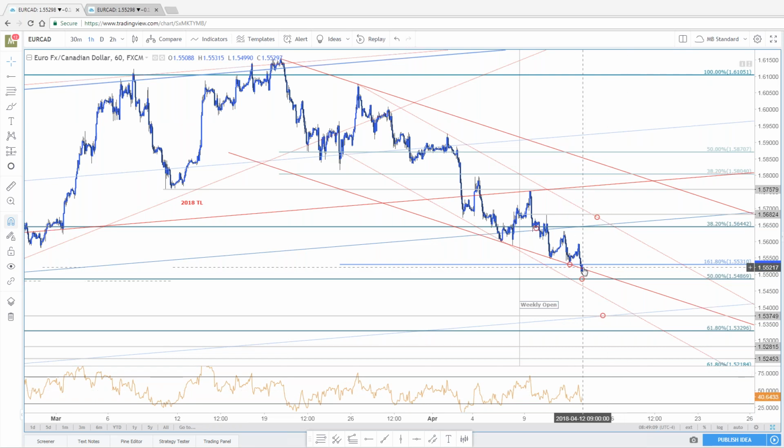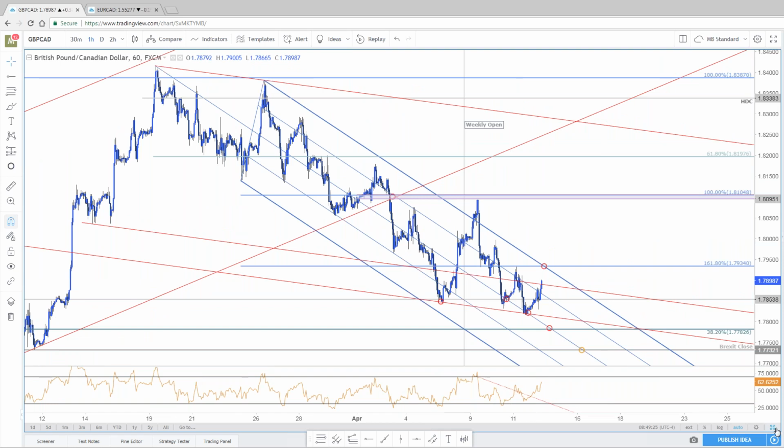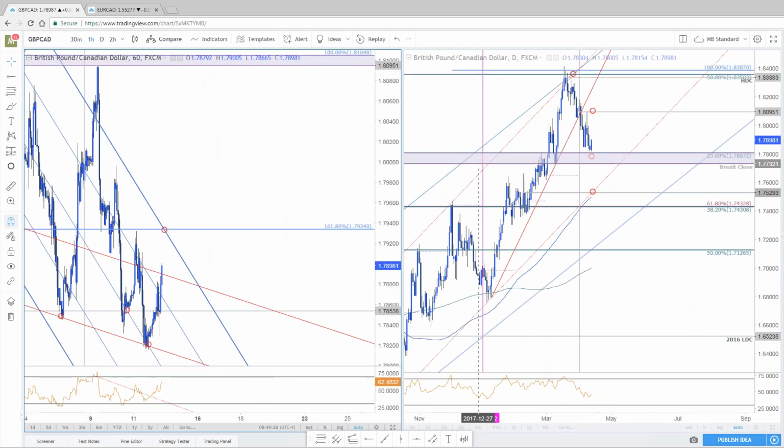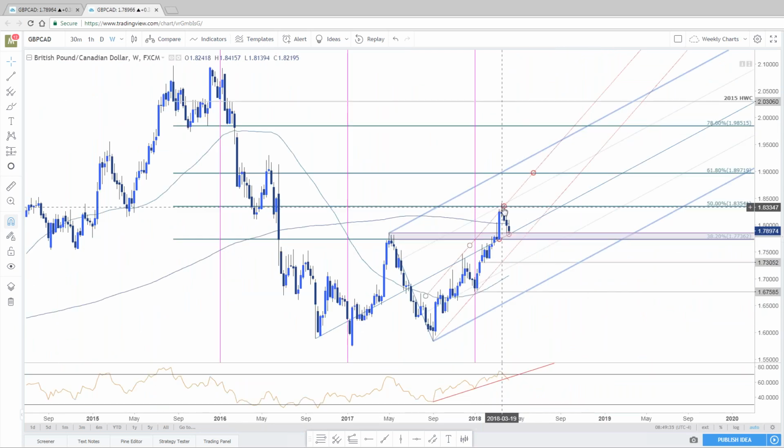You are coming into some structural support on EuroCAD. Similar situation with PoundCAD. Both of the CAD players were pretty big in those beautiful reversals earlier last month, right? Both of these trades came off of huge resistance targets. PoundCAD was even cleaner on the weekly charts. This thing was just phenomenal, right? 50% retrace of a multi-year range.